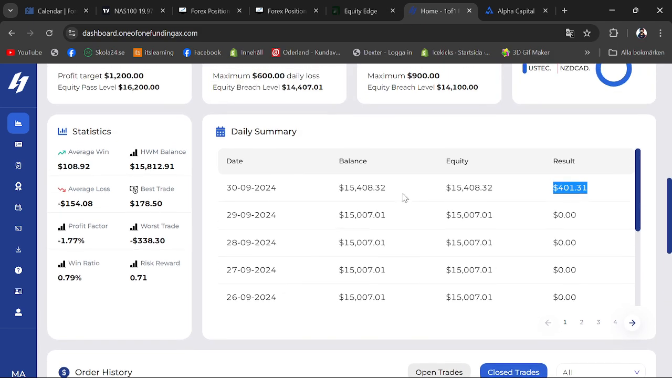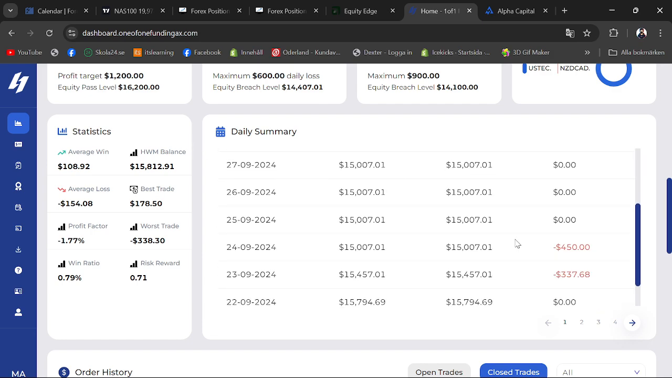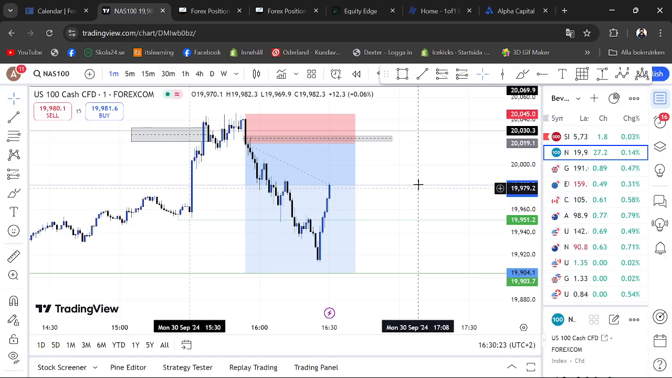So to just show you guys that I have taken the trade, look here, $400, and look, 30 September, Monday. I'm showing you guys everything. And on the last trade, we lost $450, which was a mistake. But yeah, let's get into the video.